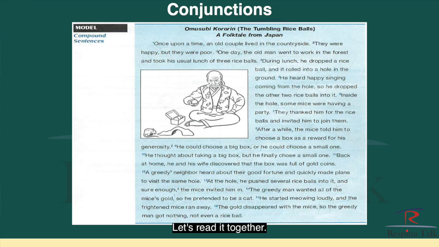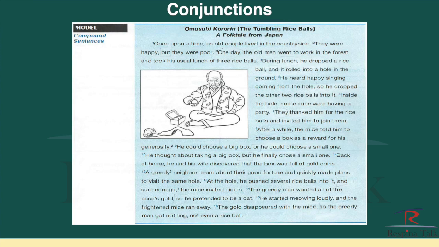Let's read it together. Once upon a time, an old couple lived in the countryside. They were happy, but they were poor. One day, the old man went to work in the forest and took his usual lunch of 3 rice balls. During lunch, he dropped the rice ball and it rolled into a hole in the ground. He heard happy singing coming from the hole, so he dropped the other 2 rice balls into it. Inside the hole, some mice were having a party. They thanked him for the rice balls and invited him to join them.